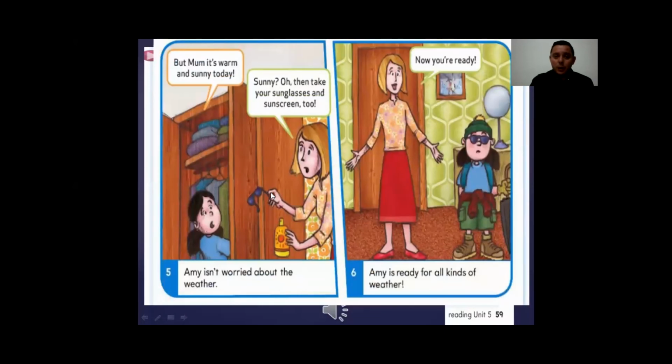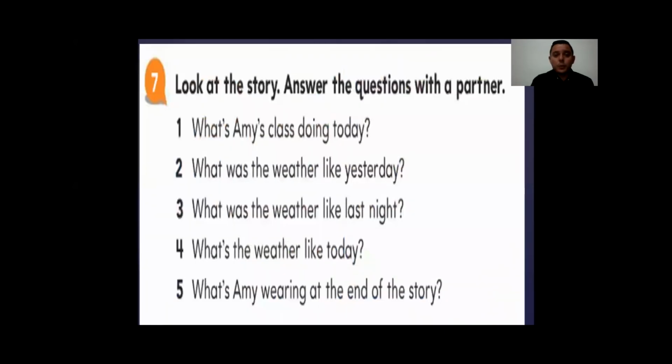So, on your page 59, we got 5 questions about this passage. So, let's do it together. So, question 1 is, what is Amy's class doing today? Are they going to play a football game? Are they going to a concert? So what is Amy's class doing today? I'm waiting for your answers. What are they doing today? Yes, they are going on a hike. Hike means the mountain walking.